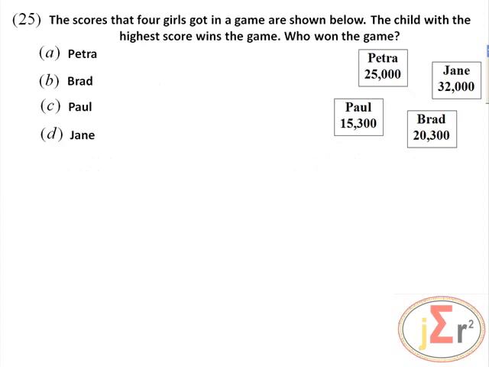The scores that 4 girls got in a game are shown below. The child with the highest score wins the game. Who won the game? I was told that it is Jane. Jerry is saying that it is Jane, because Jane got the largest or the highest score, so she won the game.